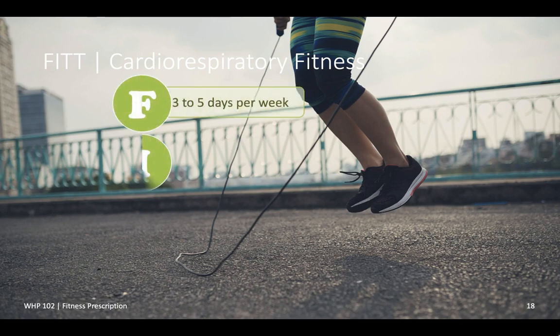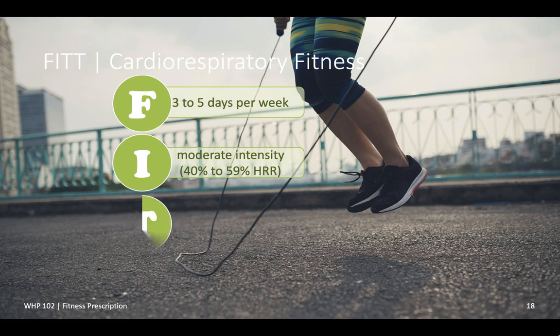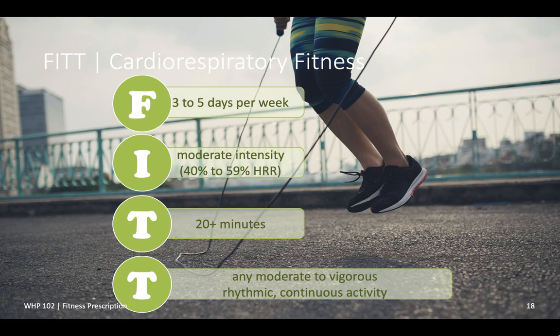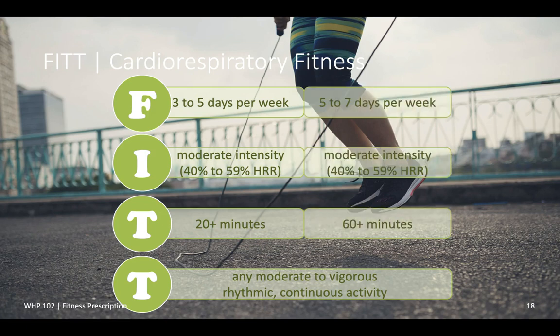Here is your exercise prescription for cardiorespiratory endurance for health-related fitness. The American College of Sports Medicine recommends 3 to 5 days per week of moderate to vigorous rhythmic continuous activity at 40 to 59% of heart rate reserve, to be performed for 20 to 60 minutes at a time, depending on level of intensity. For weight management, it is recommended that individuals aim for 5 to 7 days of moderate intensity activity for at least 60 minutes each time.